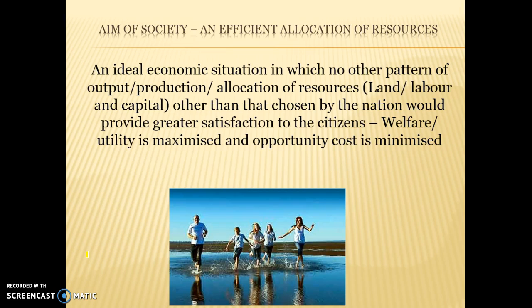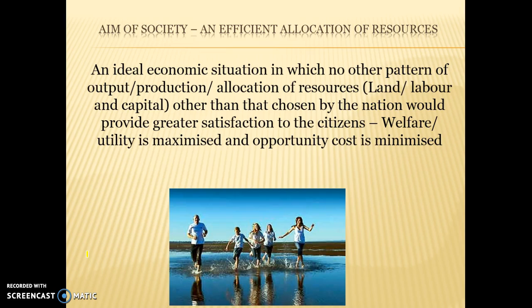Okay, so an efficient allocation of resources is an ideal economic situation in which we are using our resources in the best possible way. So no other pattern of output or production other than what we're choosing can yield greater satisfaction for society. So we're using our resources in a way that's maximising welfare or living standards. It's not just about producing as productively as possible, it's about utilising our resources in a way that's going to maximise the satisfaction or utility of society. And it also implies that we are minimising our opportunity cost.